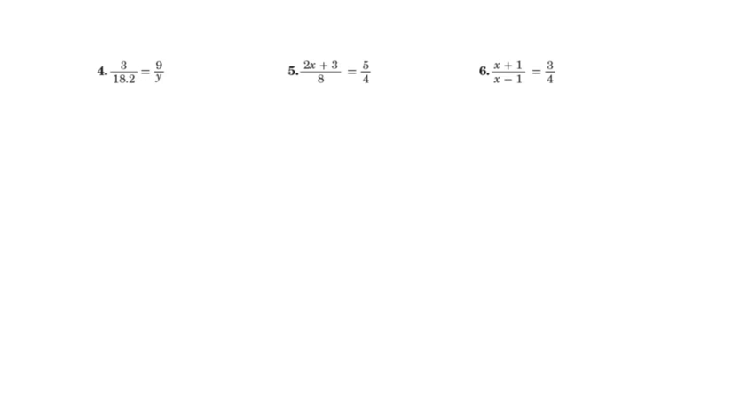Again, we're going to cross multiply to solve. So on example 4, I'm going to do 3 times y, and then I'm going to do 9 times 18.2. 9 times 18.2 is 163.8. So 3 times y, 9 times 18.2. Divide by 3 on both sides, because when I have 3 times y, to solve that I'm going to divide by 3. And I get y equals 54.6.